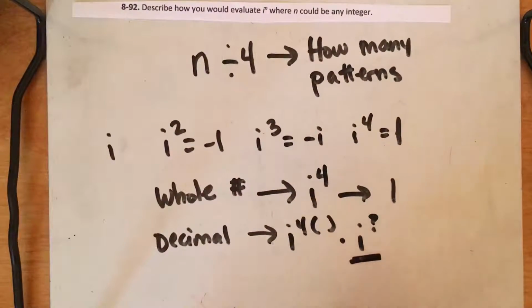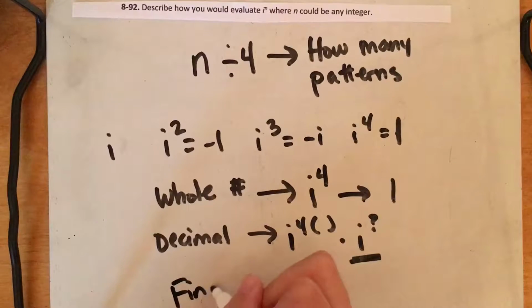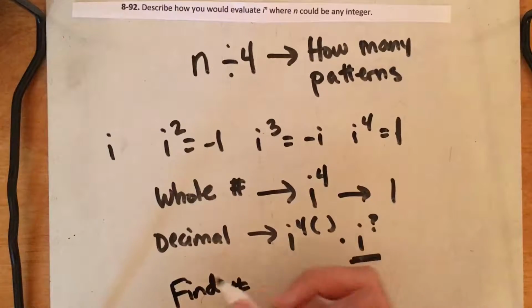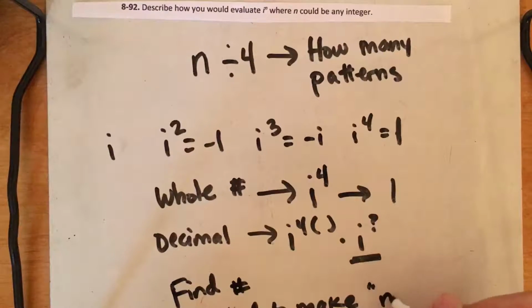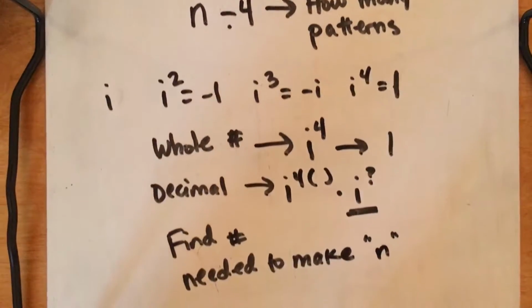This is what we care about. So you're going to need to find out what's missing. Find the number needed to make n. And that's going to be your exponent for the i.